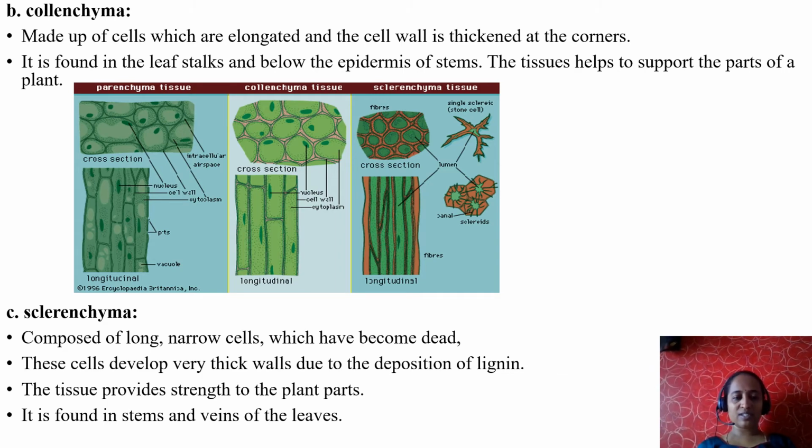What is its main function? Sclerenchyma function: it provides mechanical support and strength to the plant parts. Say, for example, the walnut shell is very thick as well as strong. Coconut shell is also strong, and peanut shells are strong. Ropes, they are strong. Why? Because all these are made up of sclerenchyma tissue. Location: it is found in stems and also veins of a leaf.